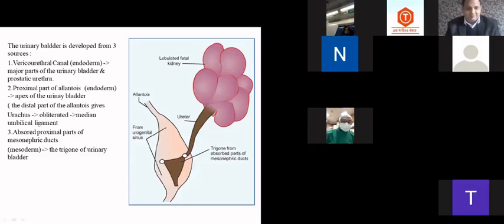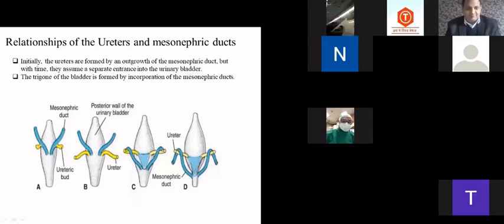As we have seen, mesonephric ducts open into the cloaca and give rise to the ureteric bud. So at the distal end, they will fuse and form this trigone region of the urinary bladder. So here we have shown the changing relationships of the ureter and mesonephric ducts. Initially, as we have seen, the ureters are formed by an outgrowth of the mesonephric duct. So in this diagram, we can see ureters are formed by the outgrowth of the mesonephric duct, but with time, they assume a separate entrance into the urinary bladder.